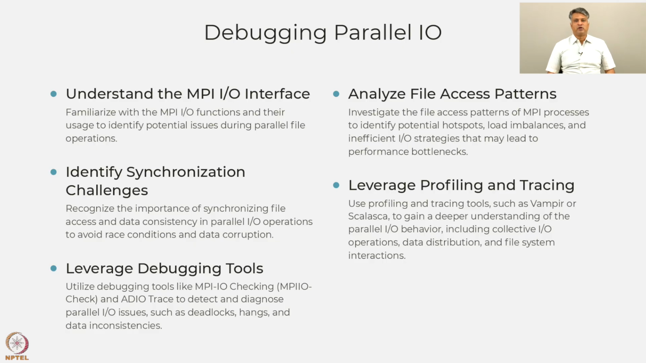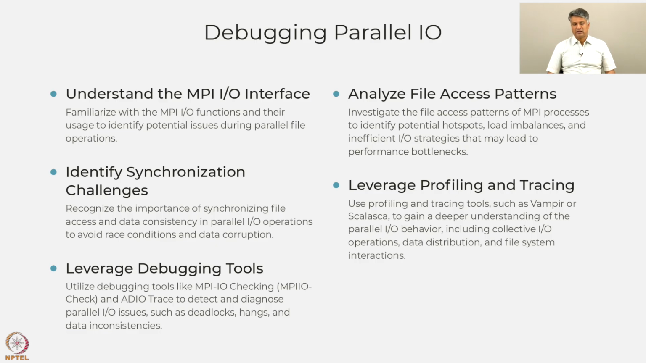Lastly, we have to look at how to debug parallel input-output. We have to understand what the MPI input-output interface looks like, and which MPI I/O functions and their usage identify potential issues during parallel file operations. Remember, when you're writing files to disk, multiple processes might be trying to write to the same file, and this brings in a synchronization challenge. So we need to look at file access and data consistency in parallel I/O operations to avoid race conditions and data corruption of the files on disk.